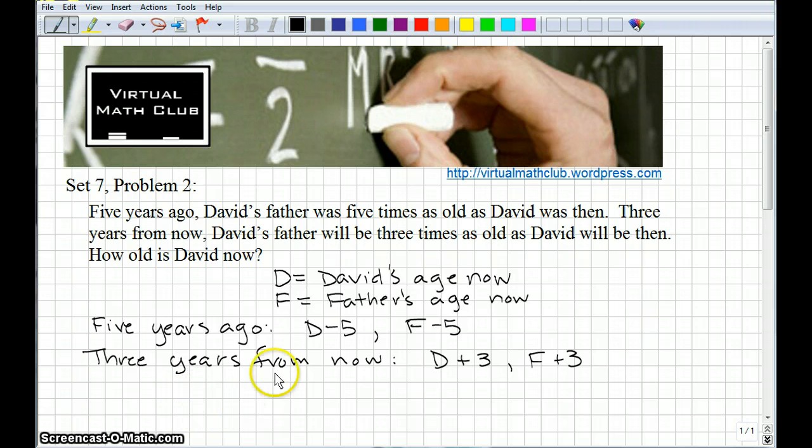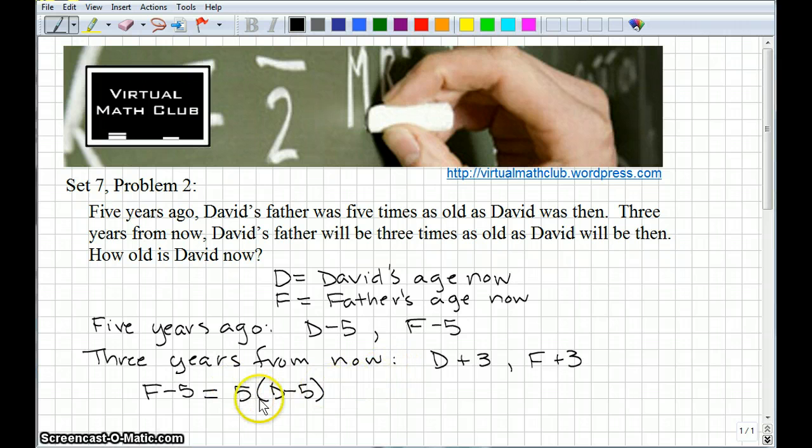All right, so we're given, first of all, 5 years ago, David's father was 5 times as old as David was 5 years ago. So we know David's father's age 5 years ago, F minus 5, was equal to 5 times David's age 5 years ago. So that's 5, but not times D, it's got to be D minus 5, because we're dealing with his age 5 years ago. Okay, so we can write that equation. We don't know F, we don't know D, but we have this relationship.